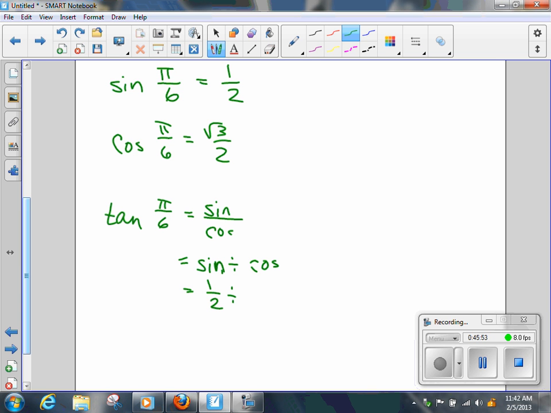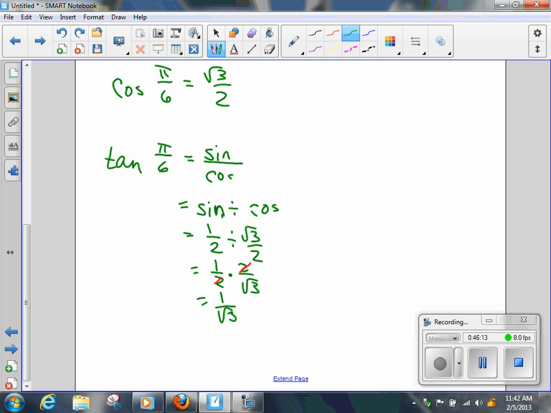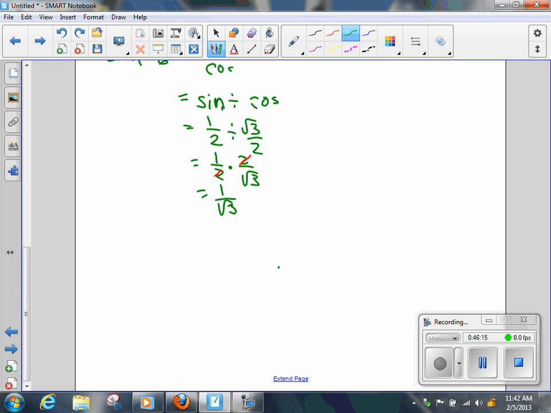What's my cosine value? Root 3 over 2. I'm multiplying by my reciprocal. Y'all can go on with your bracket, and that's fine, but I'm going to do what I feel comfortable doing. And I get 1 over root 3. One over root 3. Make that neater.